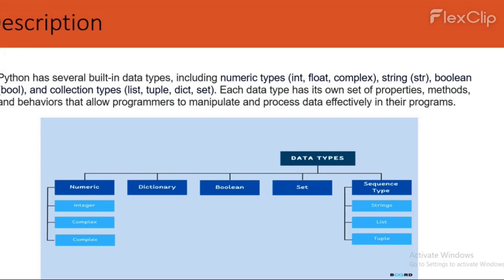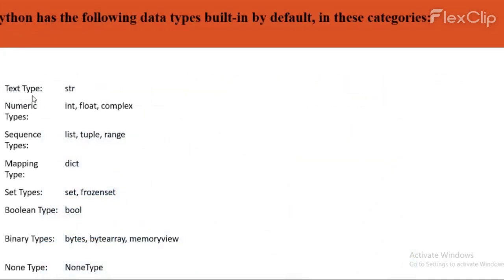Let's move to the next slide. These are brief introductions about each data type. Text type is string, numeric types are int, float, complex, and sequence types are list, tuple, range. Mapping type is dict, set types are set and frozenset, and boolean type is bool. Binary types are bytes, bytearray, or memoryview. And none type only, which means nothing. In JSON data, the none type becomes null. Let's move to the next slide.